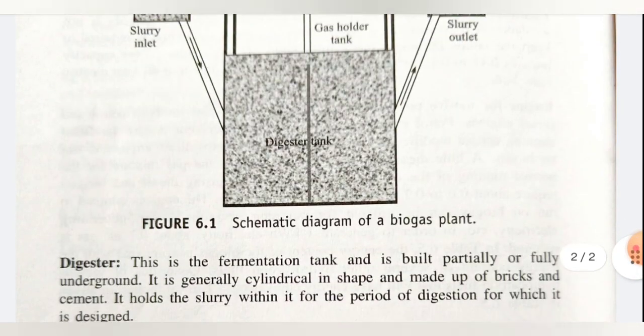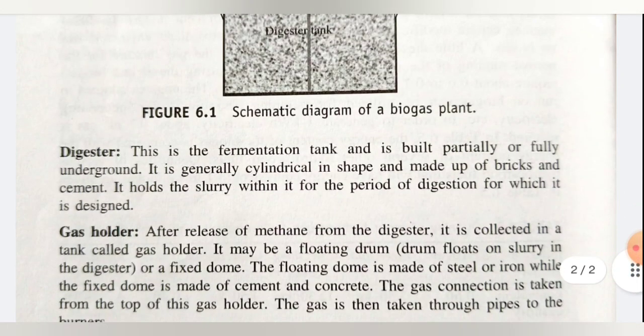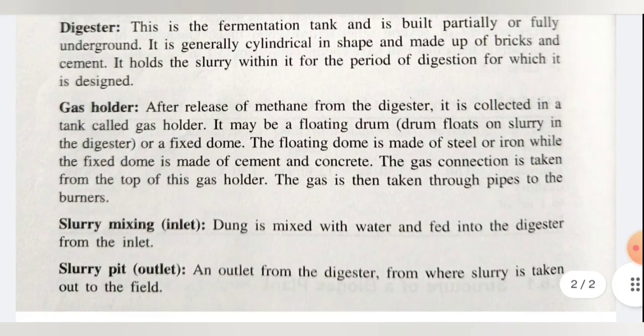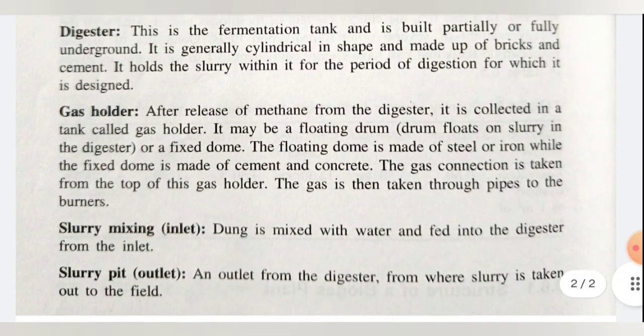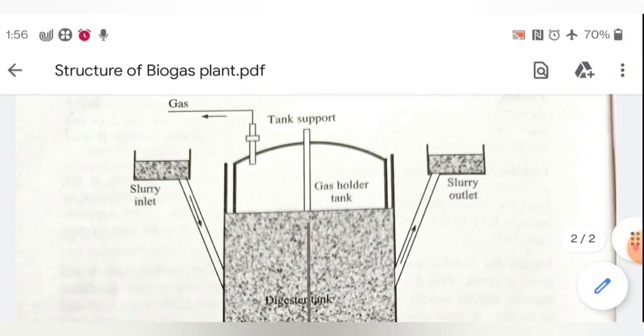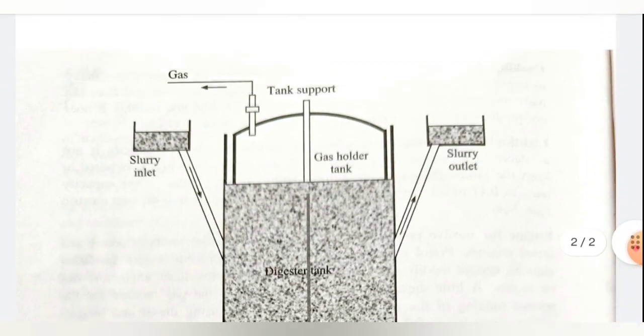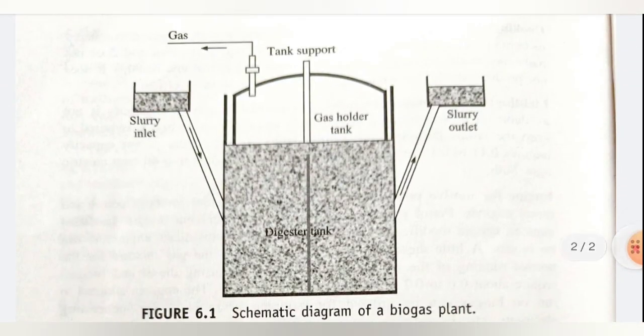So those are the components of the biogas power plant. Basically four components are there: the digester, the gas holder, the slurry mixing, that is the inlet point, and the slurry pit, that is the outlet point, which are already shown in the figure also. So from that figure you can easily understand.